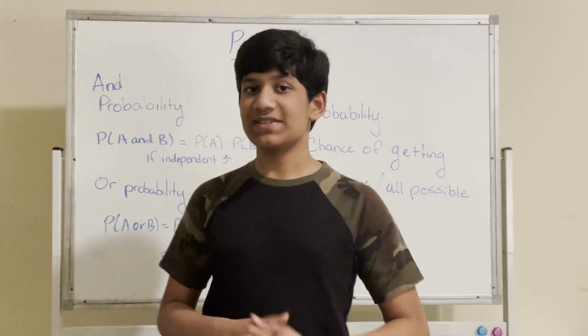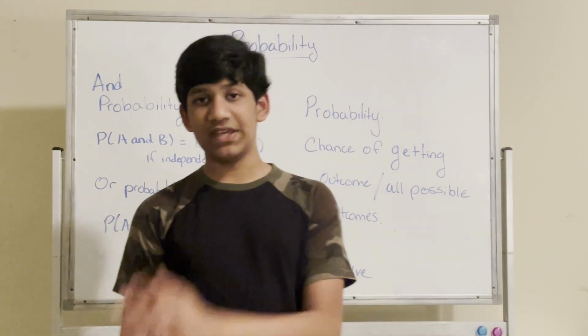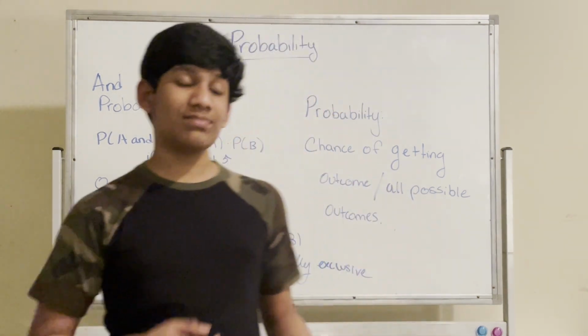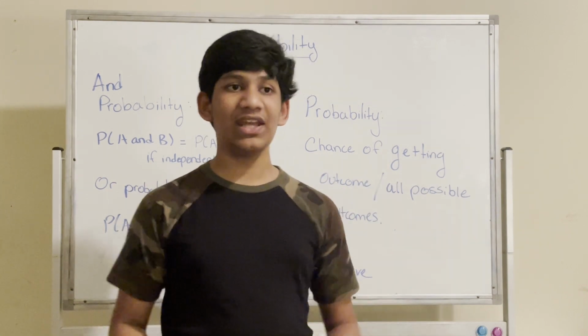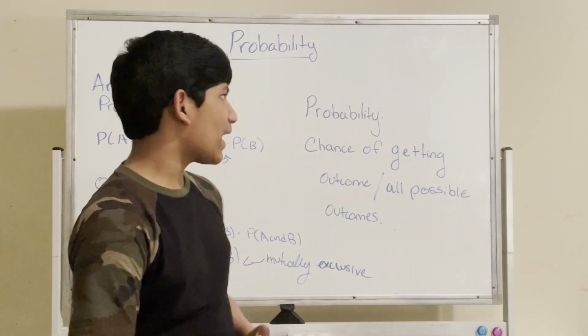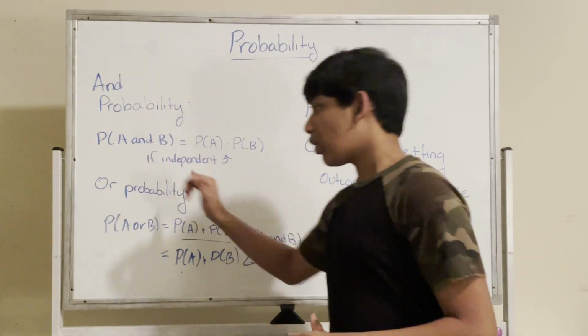Then we have independent events. An independent event states that this event does not affect another event, so it's independent of the other. Then we have mutually exclusive. Mutually exclusive just means that these events don't occur simultaneously. They occur separately. That's what mutually exclusive means. Okay, now let's review and or probability.